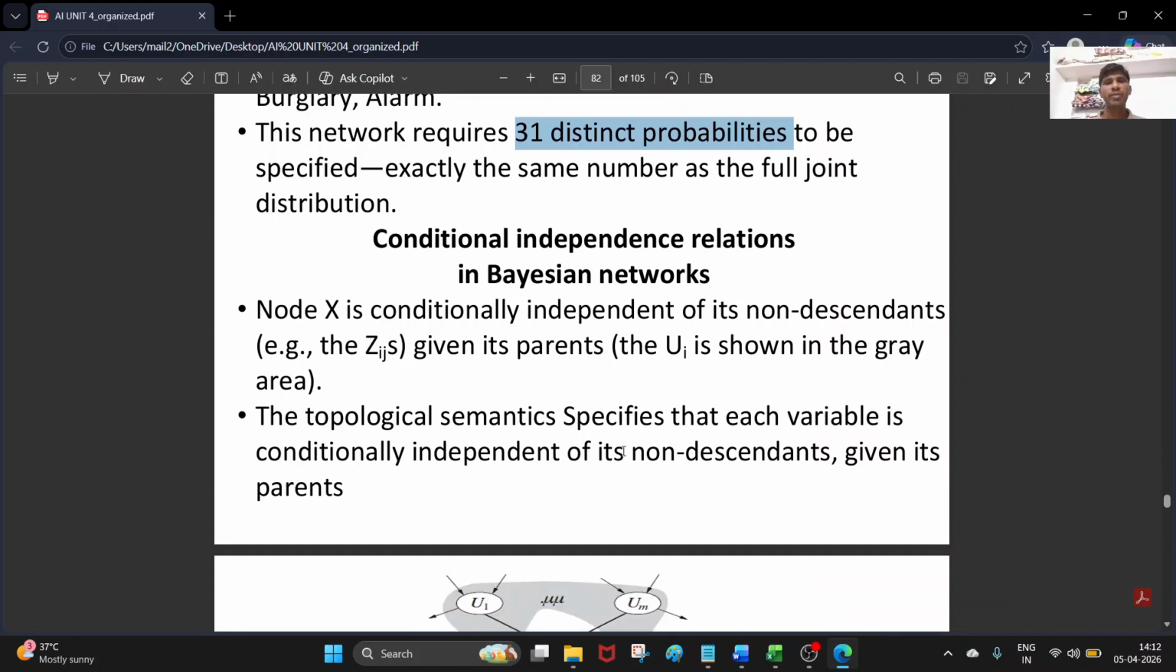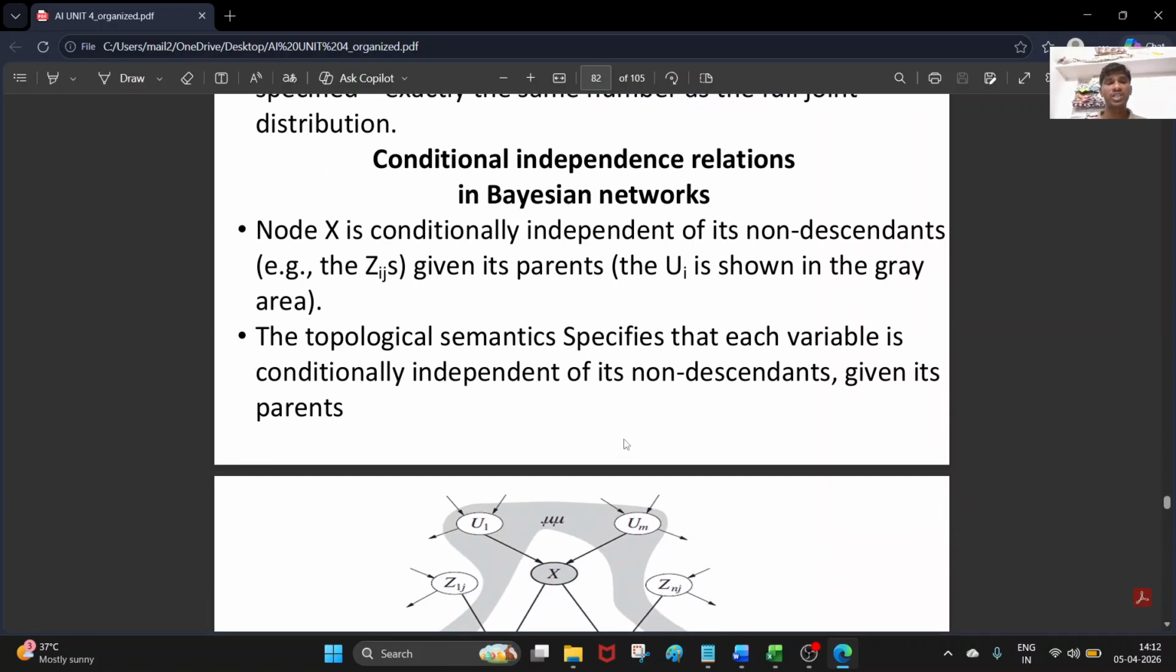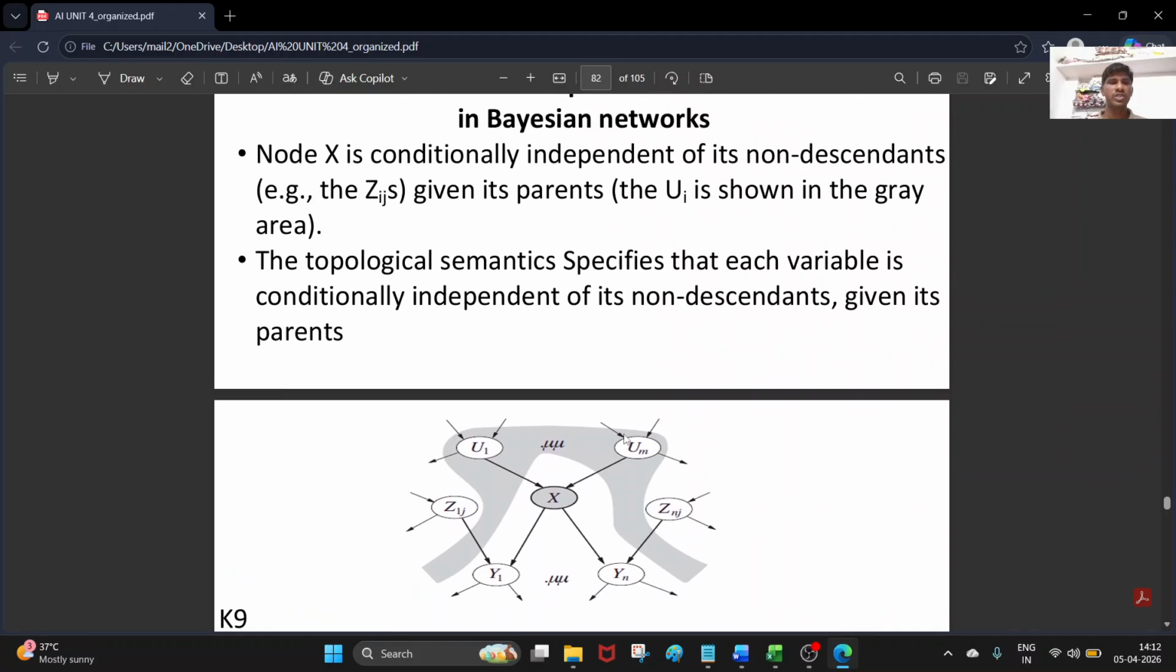Next, conditional independence relations in a Bayesian network. There are two conditional independencies. The first one is the topological semantics, where you have to consider the node X. Here the shaded node X depends only on its parents, not on its other nodes.